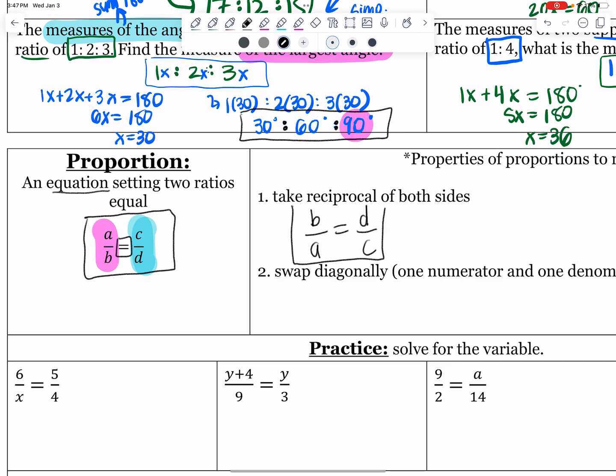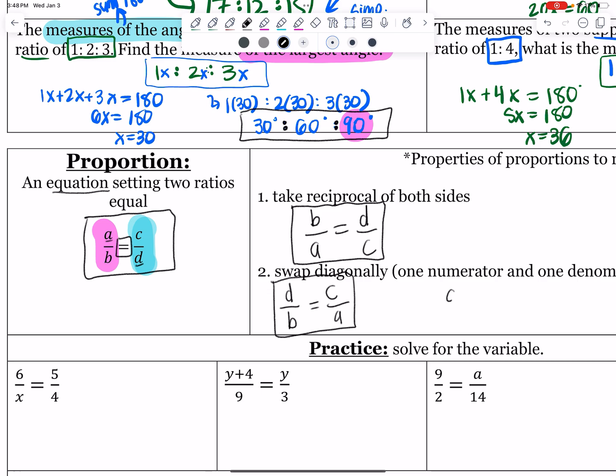And we're going to look at why that works in a second. You can also switch one set of the diagonals. You can switch one numerator and one denominator. Swap diagonally. So if I left B and C in the same spots that they're currently in, I can switch the D and the A, and that will still be an equivalent proportion.